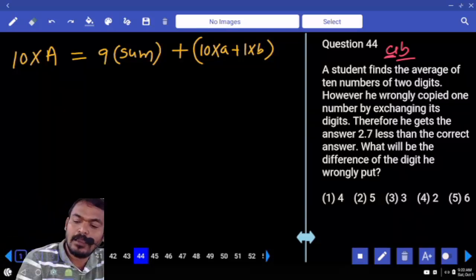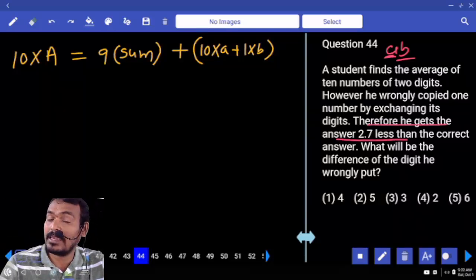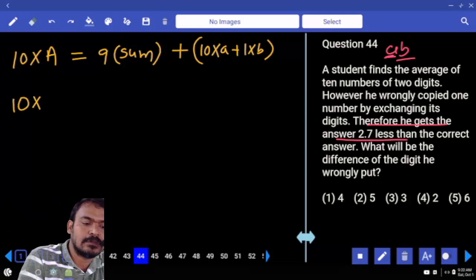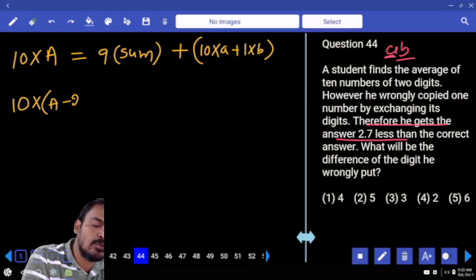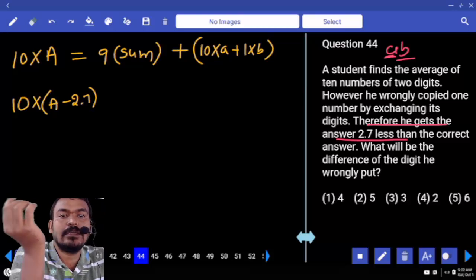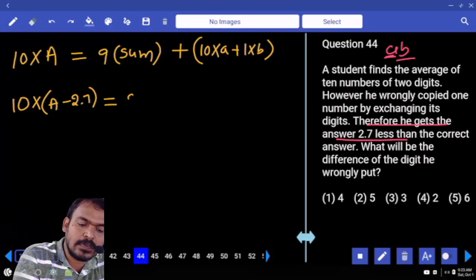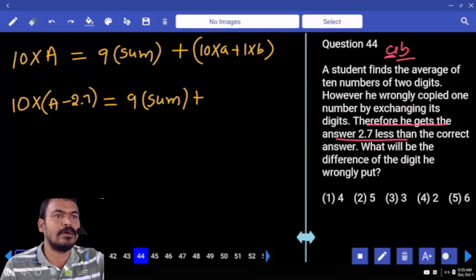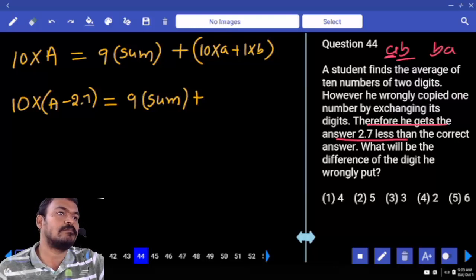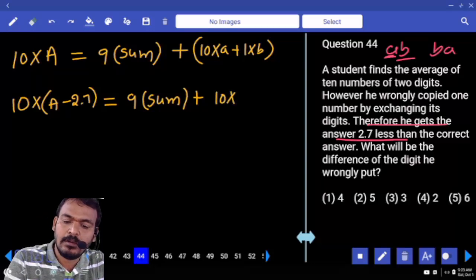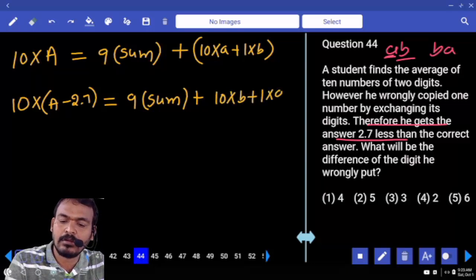Okay. Next, the sum will be decreased by how much? 2.7. Original how many numbers? 10 numbers. Average will be changed to A minus 2.7 or A plus 2.7? A minus 2.7. Again we get the new sum or old sum? New sum. That new sum is equal to 9 observations sum plus the 10th number. But the 10th number the second time will be BA or AB? BA, or not? B is in which position? Tens position. A is in which position? Ones position. Then I wrote 10 into B plus 1 into A, or not?